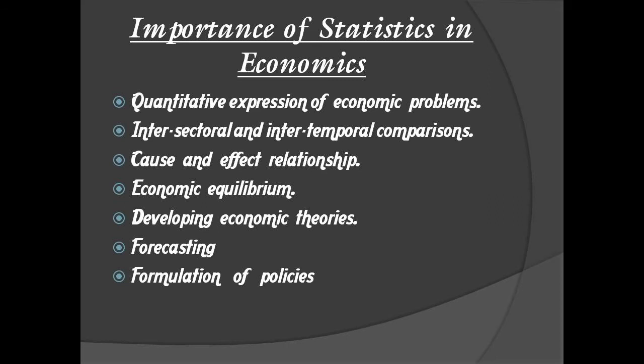Fourth is economic equilibrium. What is economic equilibrium? It is a state of balance for the producer or the consumer, where the producer finds that his profits are maximum or where the consumer finds that his satisfaction is maximum. It is through the use of statistical methods that economists have evolved some economic fundamentals telling us how profits of the producers are maximized or how consumers get maximum satisfaction.